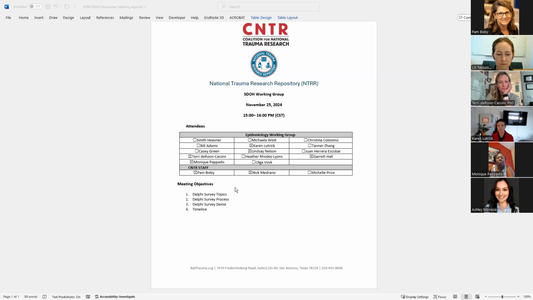Today's agenda and objectives: as I said, we'll be mainly going through the Delphi survey, starting with the topics that will be in the survey, going through an overarching process, and then I do have a demo where we can jump into the survey itself. It's still being developed, but at least it will give you a look at how it's going to look and how it's going to flow.